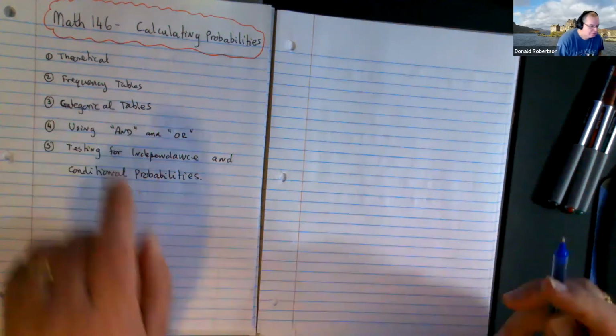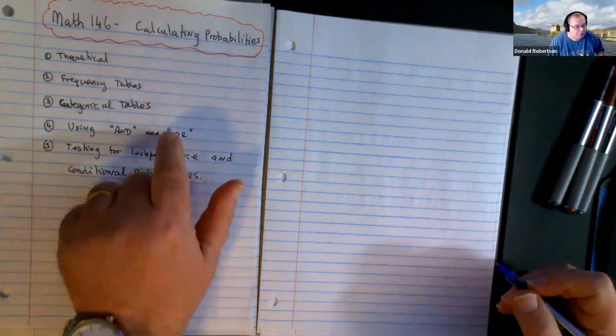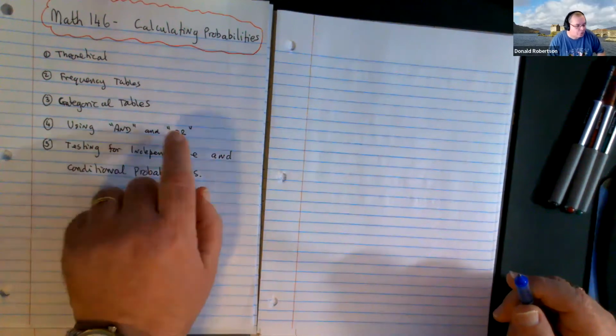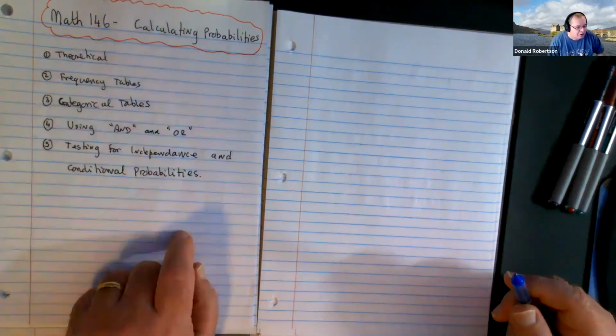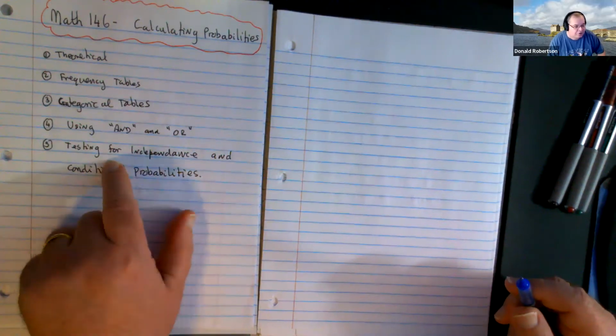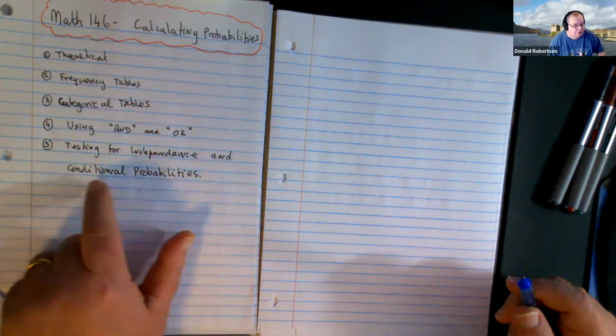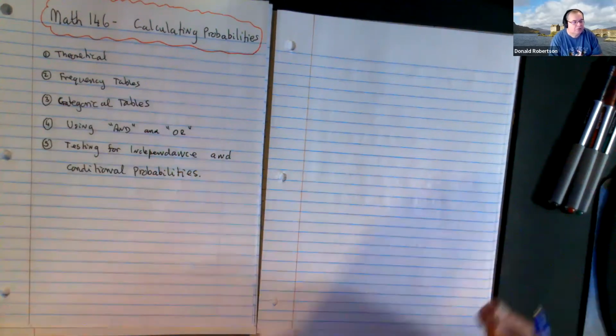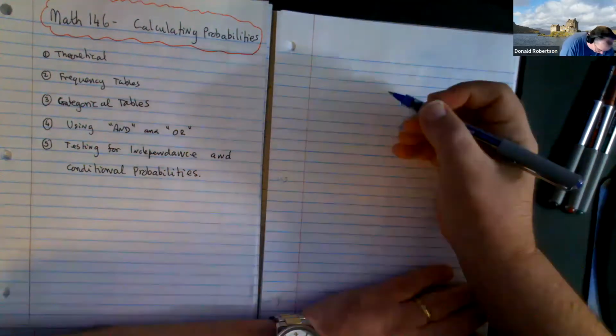That word there says categorical data. It's categorical tables in this case. We're going to use ands and ors in quite a few of these. We're also going to test for independence, and we're going to do that using conditional probabilities, and conditional probabilities will appear in these as well. So let's start off with an example of theoretical.